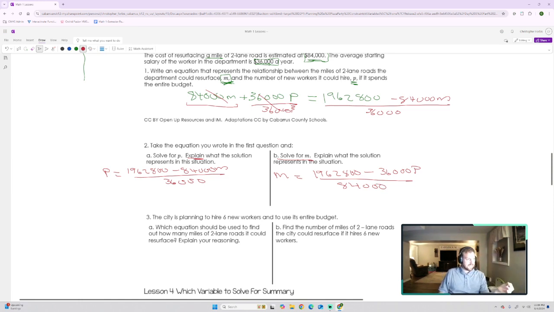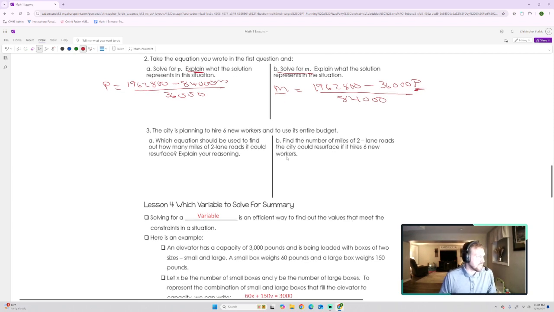If you had to explain it, it's the same explanation as before. Given the number of P workers, so if I know the number of workers that I can plug in for P with this budget, I can determine how many miles I can resurface. So if I know the number of workers, I can determine the number of miles that I can do as well. Not bad, right?